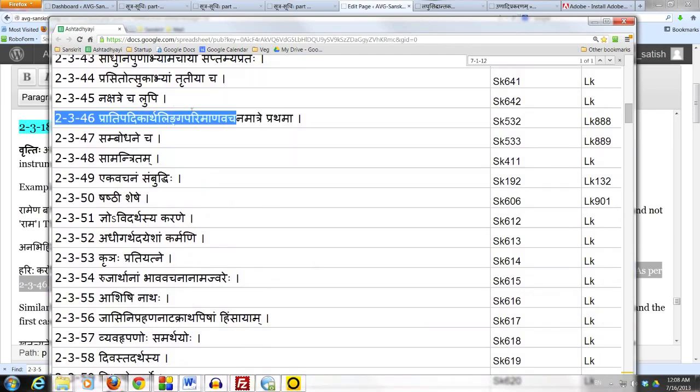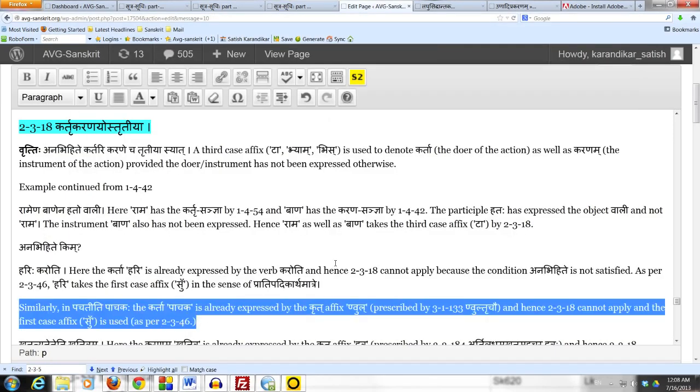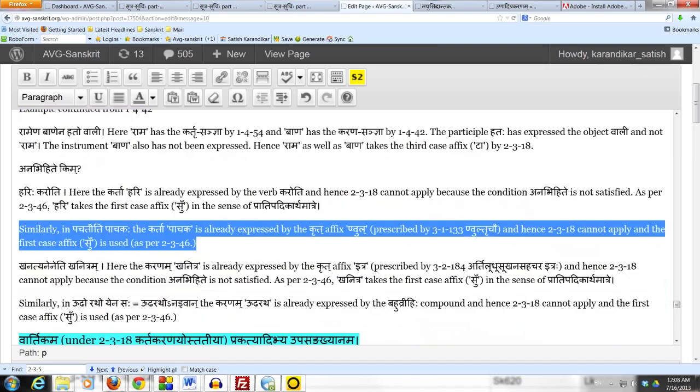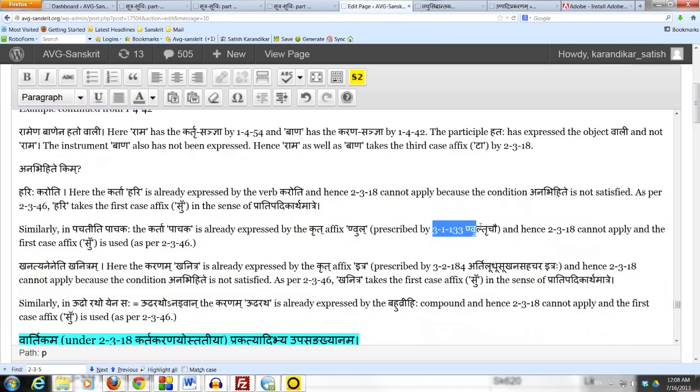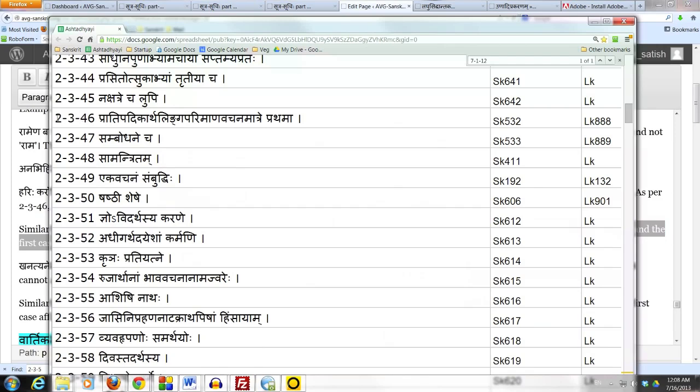Similarly, in Pachatiti Pachakaha, the karta pachaka is already expressed by the krit affix nvul, described by 31133, nvultrichau, which we have studied, and hence 2318 cannot apply because the condition anabhihite is not satisfied, and hence the first case affix su is used as per 2346. So these are two examples where the karta is abhihitaha.